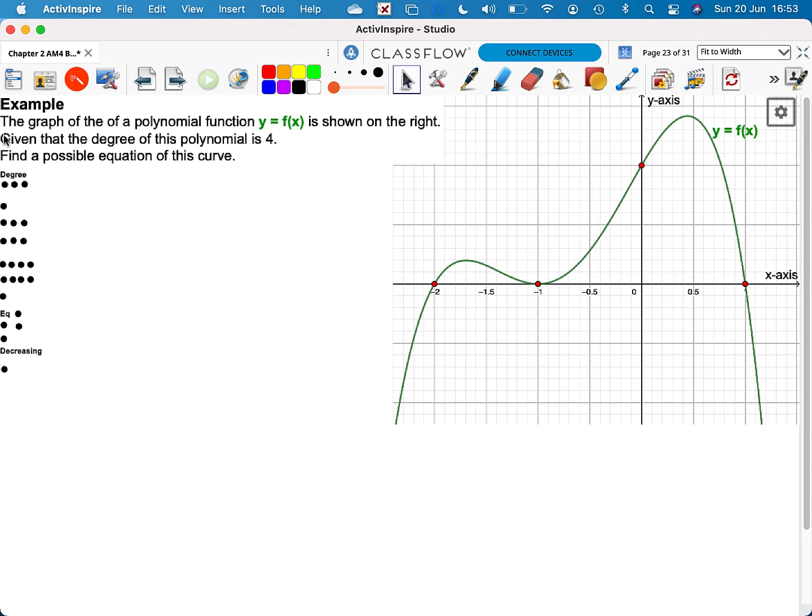Let's just read this question here. The graph of a polynomial function. It says a polynomial function because we don't know where it cuts the y-axis, is shown on the right. Given that the degree of this polynomial is 4, find a possible equation of this curve. And again, we can only find a possible equation because we do not know what the y value is where it cuts. Right, first of all, can you remember what a degree is? See if you can remember it now.